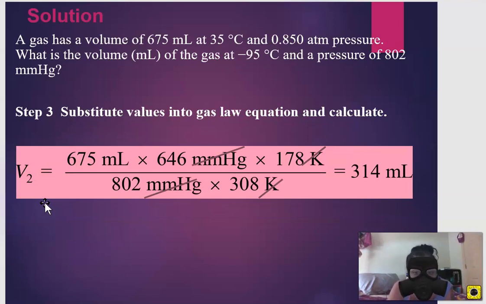And then the last thing to do is plug in your numbers. 675 milliliters. We use millimeters of mercury here, which is fine as long as they're both in millimeters of mercury. And then your temperatures, we get 314 milliliters.